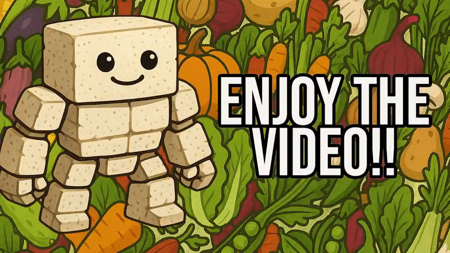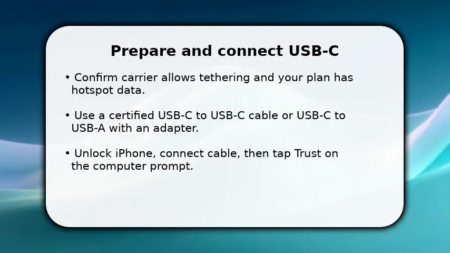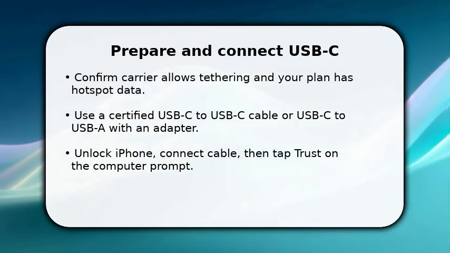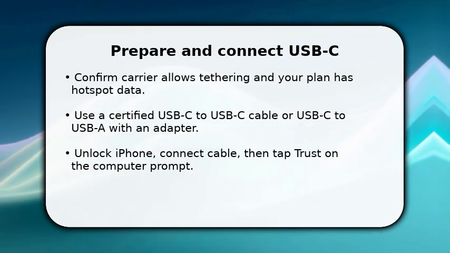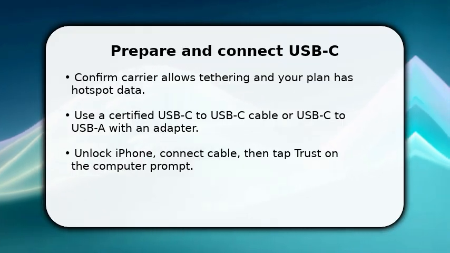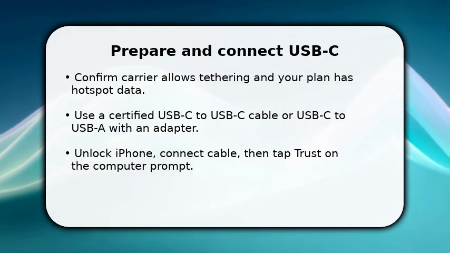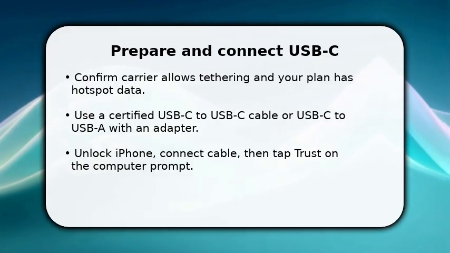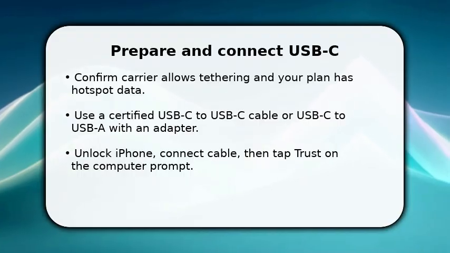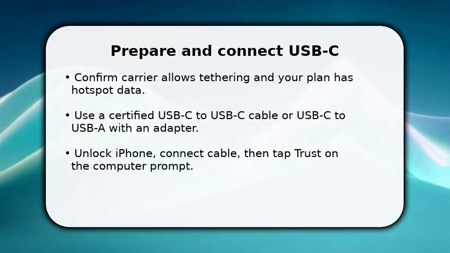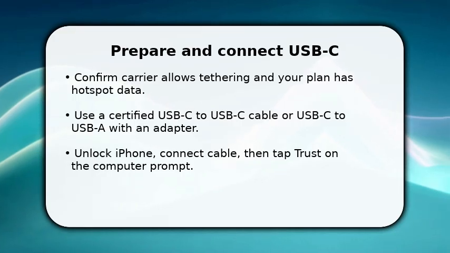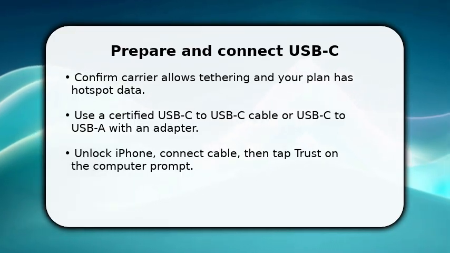Please enjoy the video. You're starting by preparing the essentials. Confirm your carrier supports personal hotspot and that you have hotspot data. Once done, plug a certified USB-C cable between the iPhone 15 and the computer. This model uses USB-C, so use a proper cable to avoid power-only modes. When the computer asks, tap Trust on the iPhone and enter your passcode.